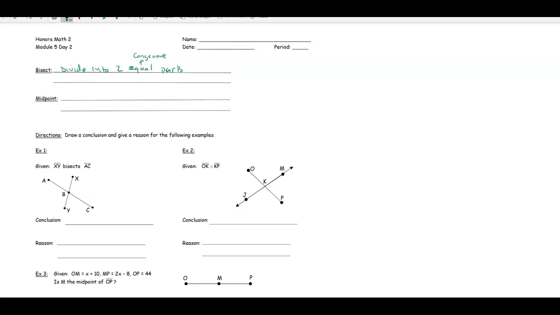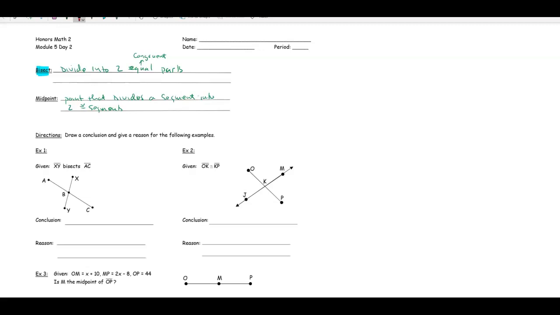Okay. Now another term you might see is midpoint. And a midpoint is a point that divides a segment into two congruent segments. Now, the difference between a bisector and a midpoint is a bisector can bisect an angle or a segment.